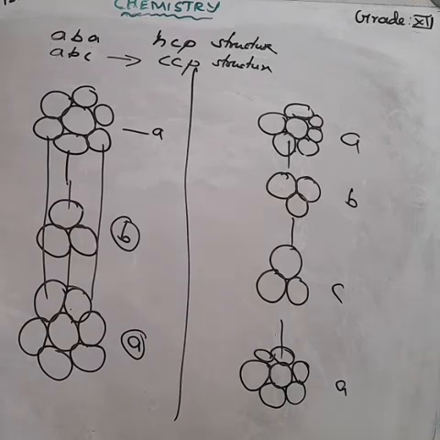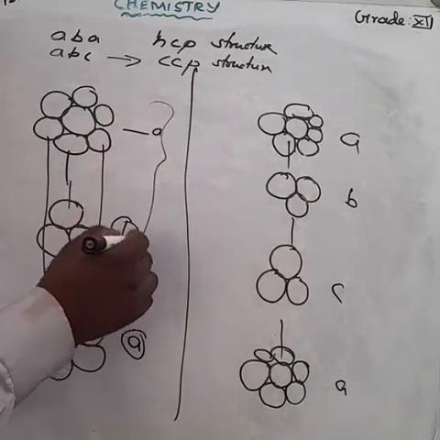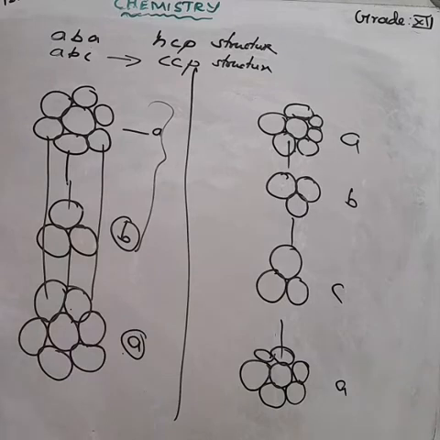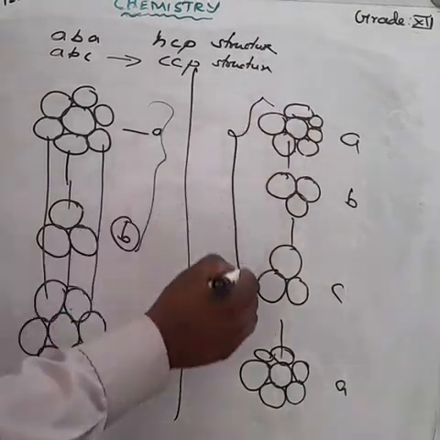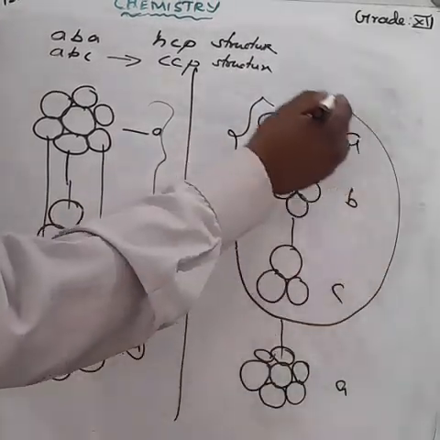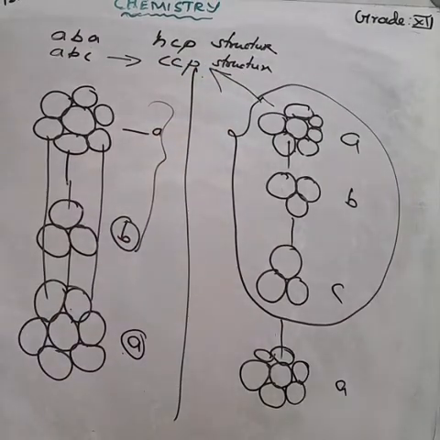This type of arrangement we say is the two layers, that is the AB arrangement. The third layer is designated as C. First layer is A, second layer is B, the third layer is C. This type of arrangement we call the ABC arrangement. That we can say is the cubic close packed, CCP arrangement, or CCP structure.